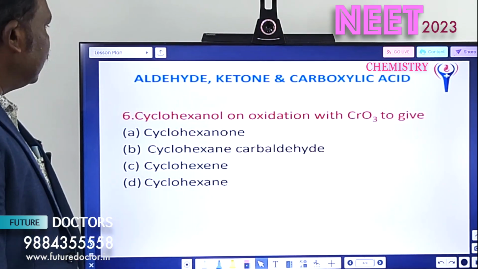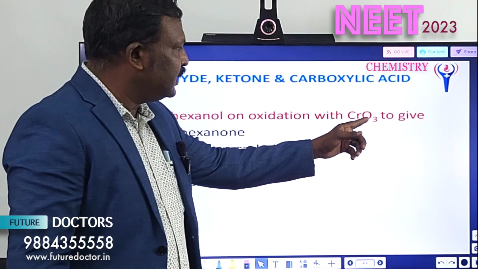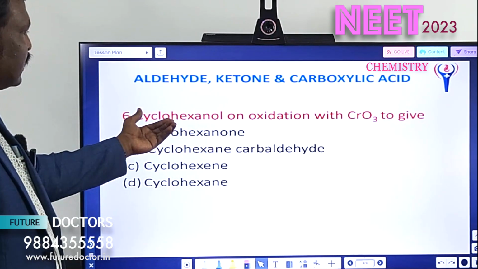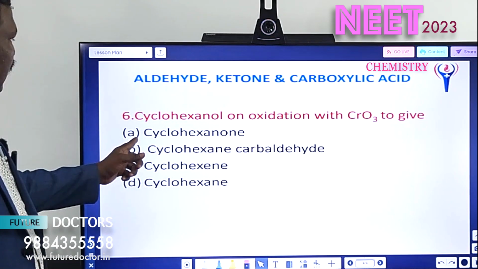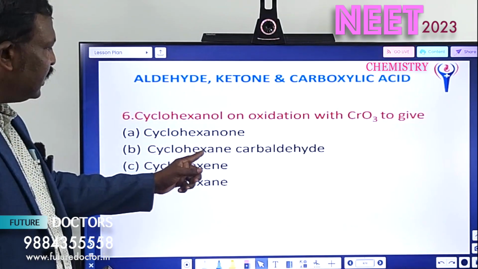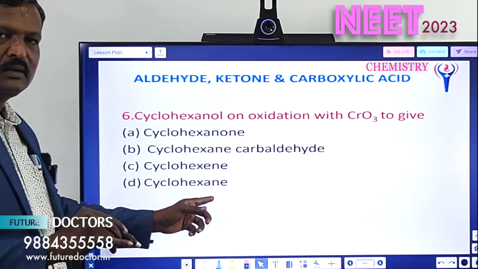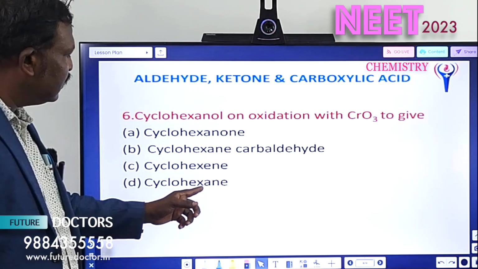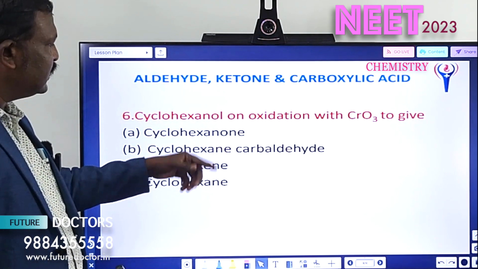Sixth one. Cyclohexanol on oxidation with chromic oxide gives dash. If you oxidize cyclohexanol with this reagent, what's the product they're asking? A, cyclohexanone. B, cyclohexane carbaldehyde. C, cyclohexene. D, cyclohexane. These are the options; among these you have to find out which one is correct.